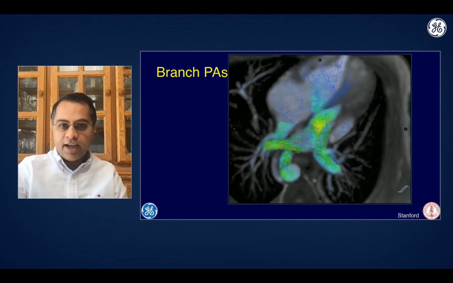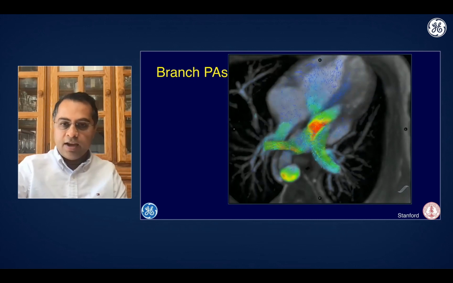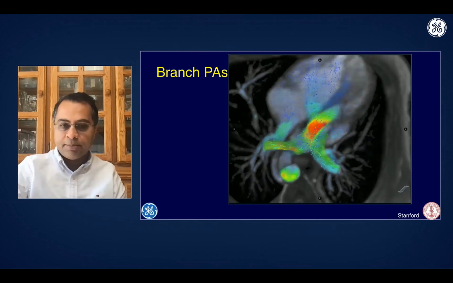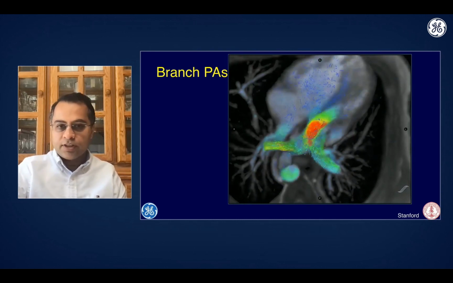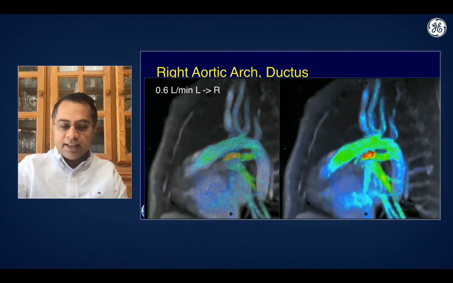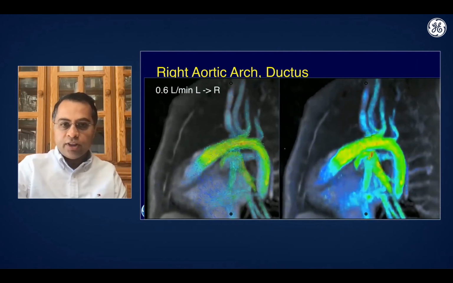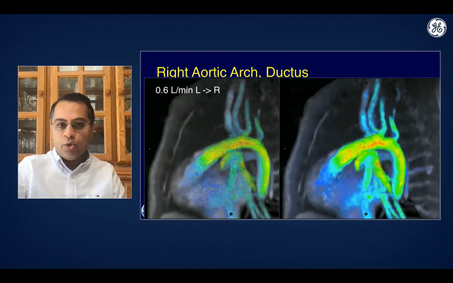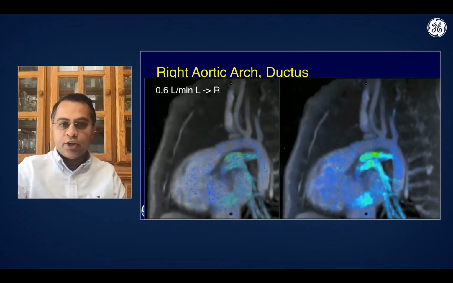Here you can see very nicely the pulmonary arteries. So you see the branch PAs, and this gets to sorting out the anatomy. So again, we talked about function, flow, and anatomy as the 3 primary goals of these exams. So this is just a nice view of the branches of pulmonary arteries. Again, in this same case, you can see that not only was there the shunting at the atrial level, but there's also a patent ductus arteriosus. And so here you see the flow is left to right. And again, it's 0.6 liters per minute.